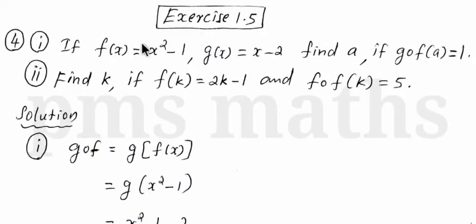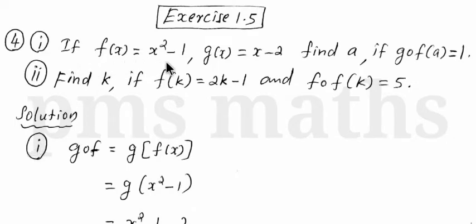Exercise 1.5, question number 4. 1. If f of x is equal to x square minus 1, g of x is equal to x minus 2, find a if g of f of a is equal to 1. 2. Find k if f of k is equal to 2k minus 1 and f of k is equal to 5. Solution for first one.